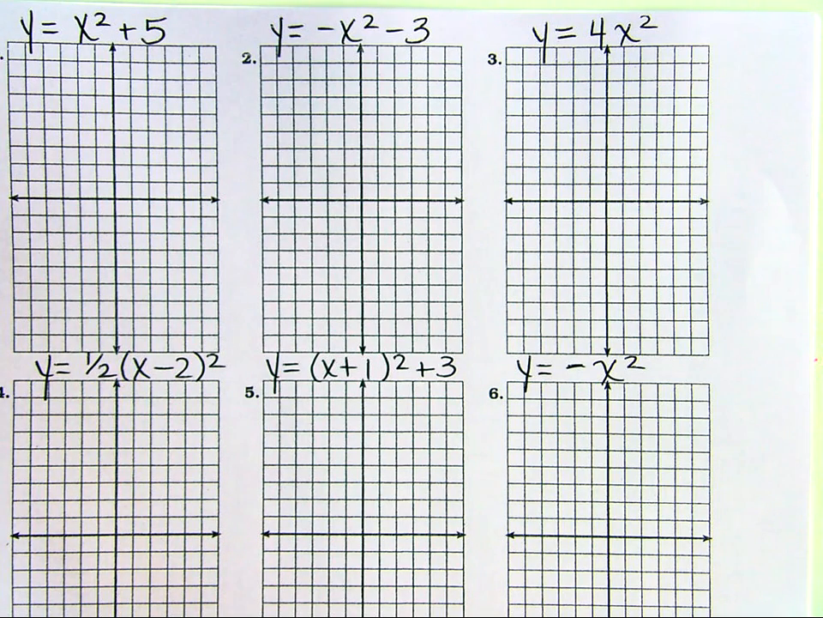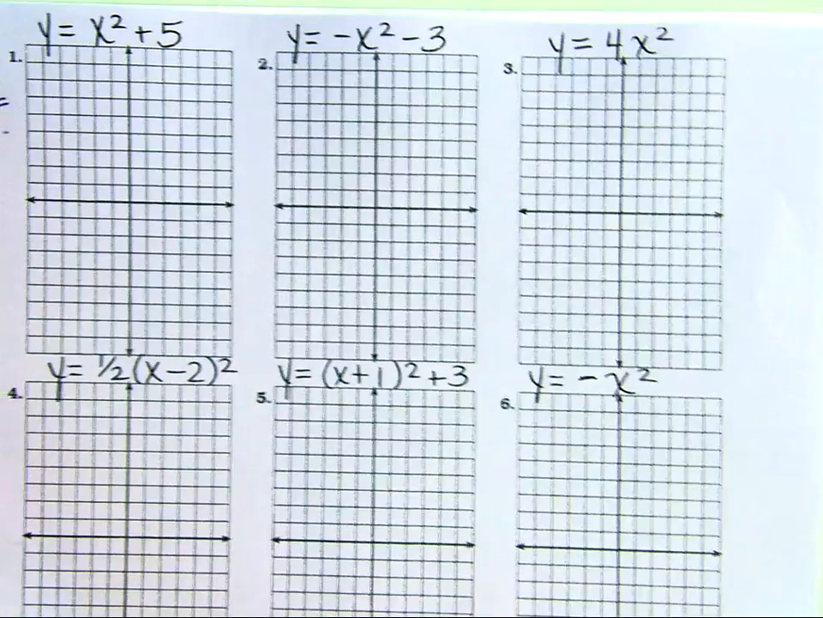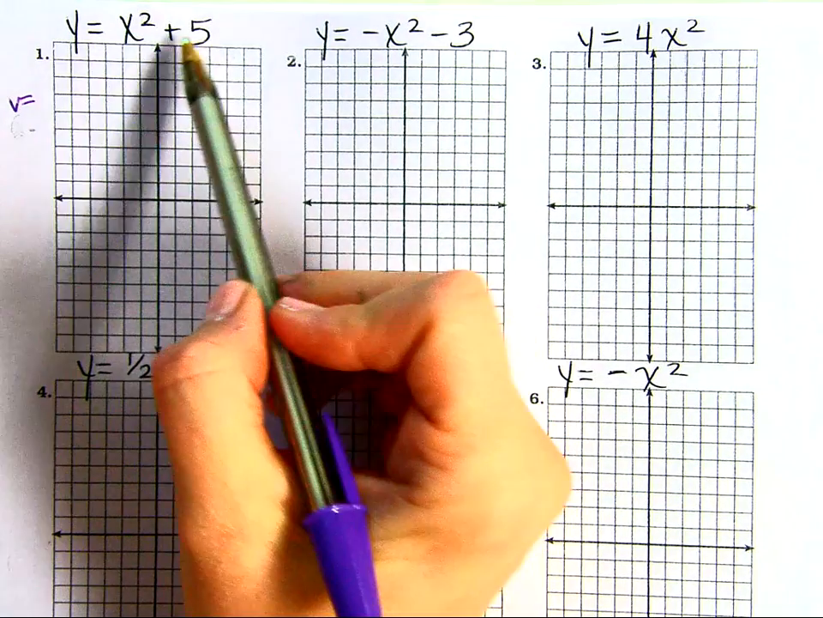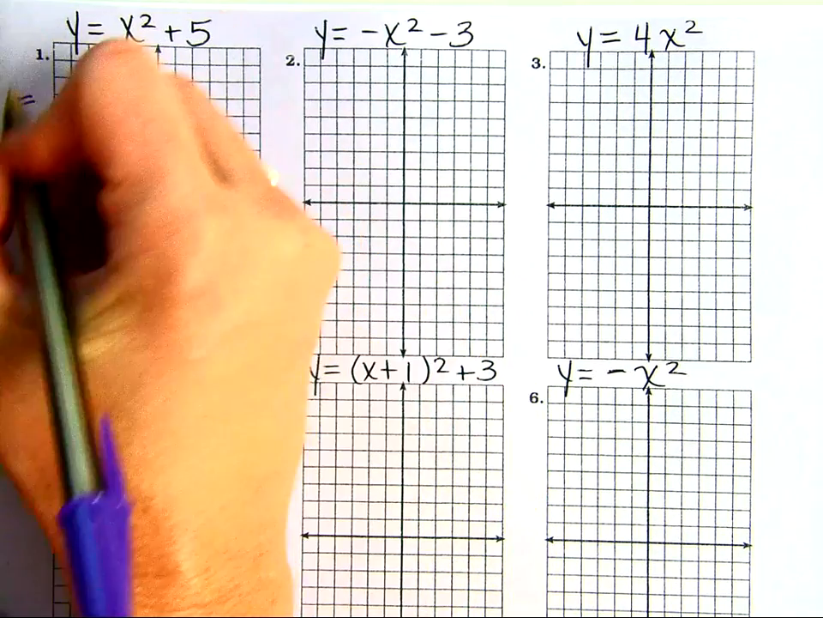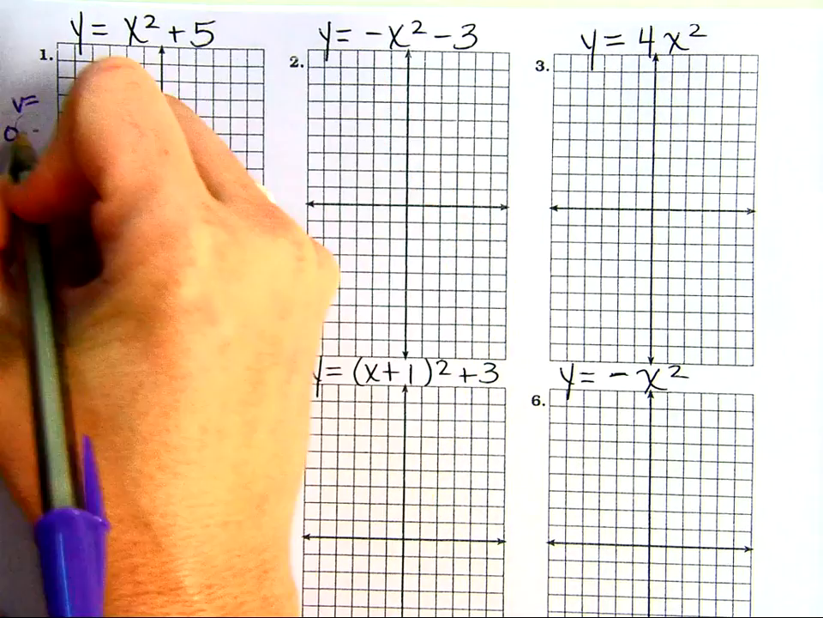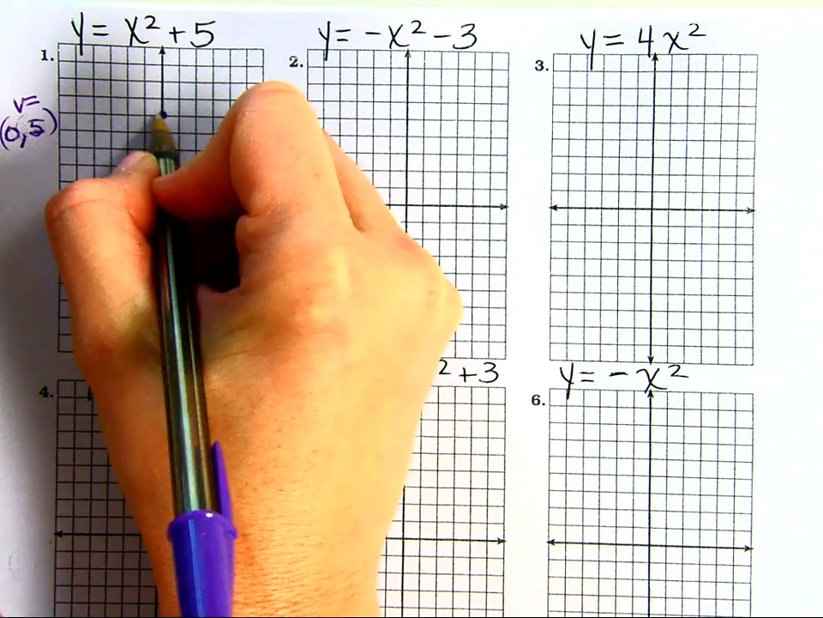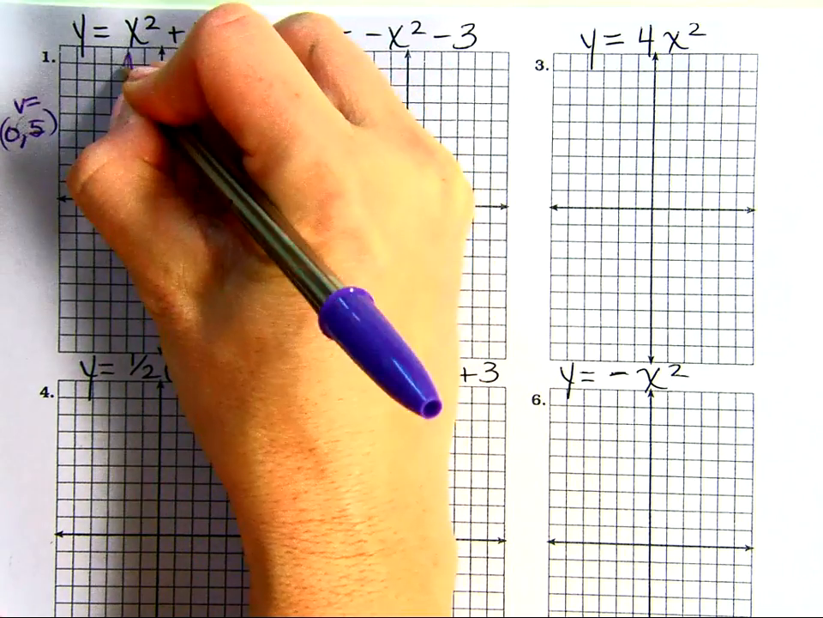So if you are given a piece of paper like this and I ask you to sketch it, the first thing you'll have to do is find the vertex. That's the most important thing. What is the vertex in this one right here? It's kind of one of the tricky ones. You don't see a parentheses, so that means there's no horizontal shift. So your vertex is 0, 5, and you go to 0, 5, and then does it open up or down? And that's all you need to do for that, okay?